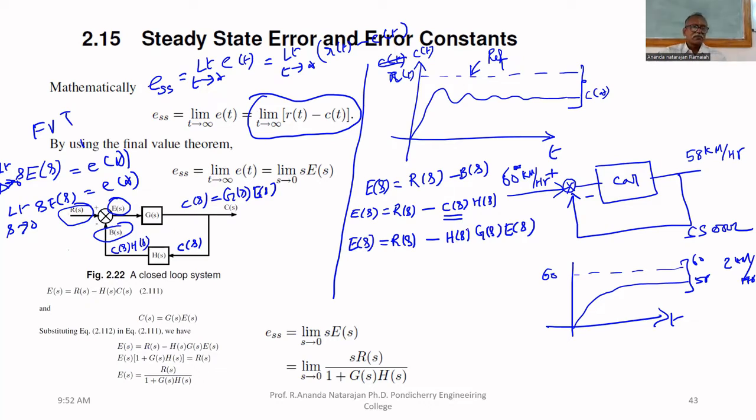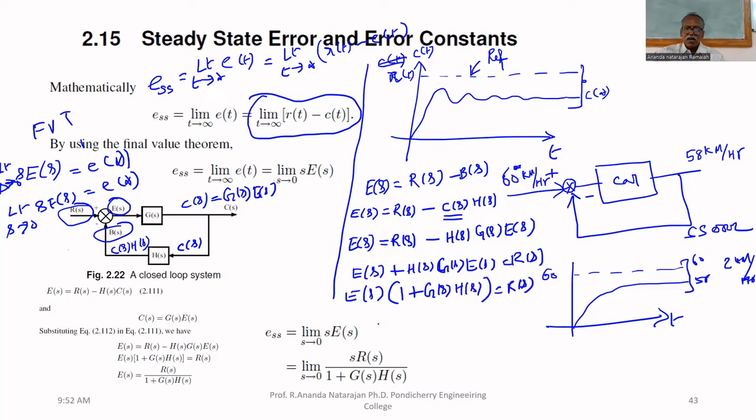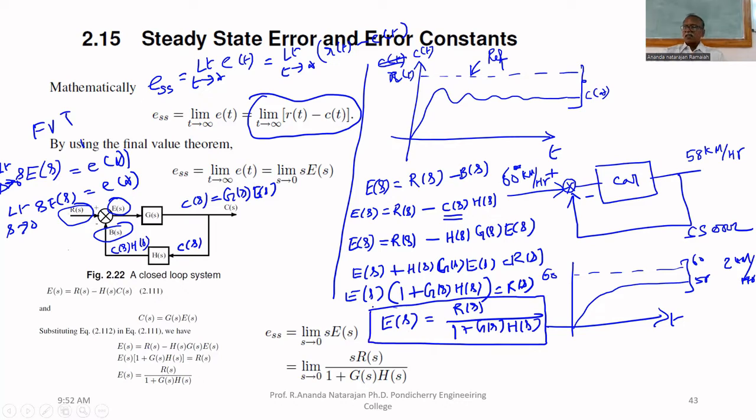Can I write like that? Therefore, I bring all E of S to one side: E of S plus H of S, G of S, E of S equal to R of S. If I take E of S outside, I get 1 plus G of S, H of S equal to R of S. Or I can say E of S equal to R of S, the reference, upon 1 plus G of S, H of S. The expression for the error signal E of S is R of S upon 1 plus G of S, H of S.